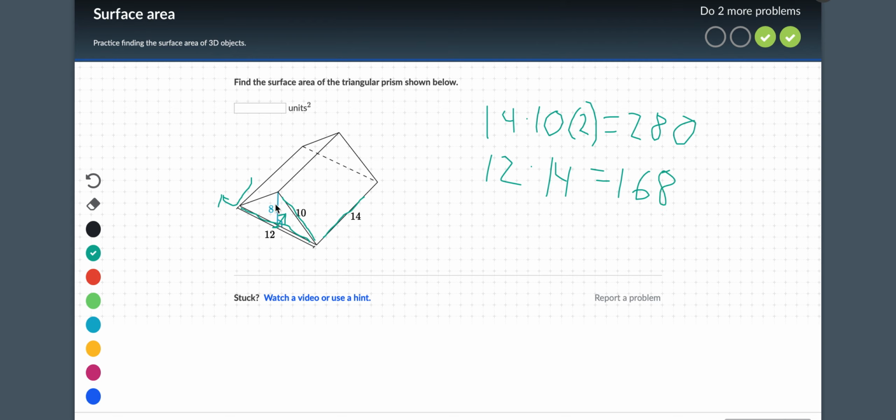Okay, so now lastly we need to figure out these 2 triangles. So we know they'll both be the same, and their base is 12, their height is 8, and then we divide that by 2 because they're triangles, but we multiply it by 2 because there's 2 of them. So then these 2's cancel out, and then we multiply 12 times 8, and we get 96. So now we add these up. 280 plus 168 is 448, plus 96 is equal to 544.